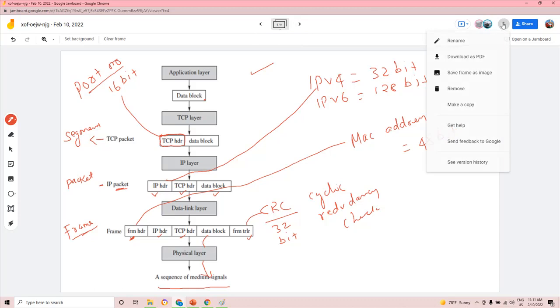I again repeat, you can download it as PDF. Only two students connected. One is Dana Al Nubi, another one is Saja.